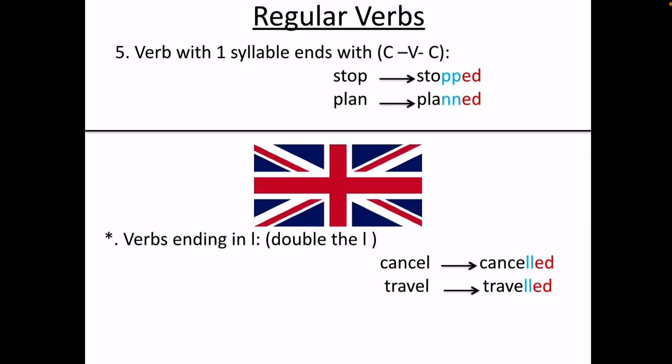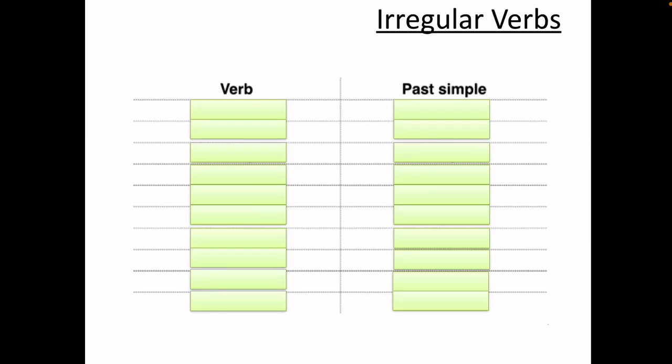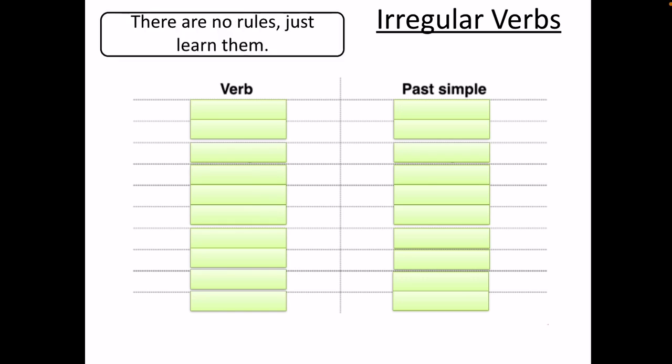Now this is how we change the regular verbs to the past. هذه هي طريقة تحويل الأفعال القياسية إلى الماضي. Now in the English language we have irregular verbs. Irregular verbs الأفعال الغير القياسية. There are no rules, just learn them. طبعا ماكو قاعدة معينة لتحويل الأفعال الغير قياسية إلى الماضي، فقط علينا أن نقوم بحفظ الأفعال الغير القياسية. And there are a lot of them. هناك الكثير من الأفعال الغير قياسية.